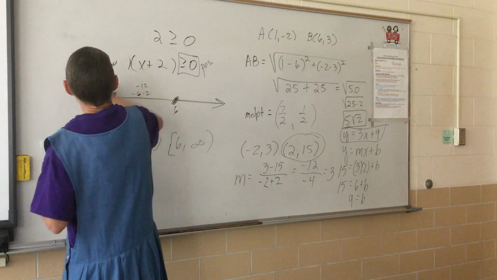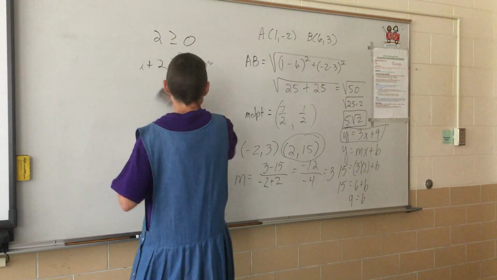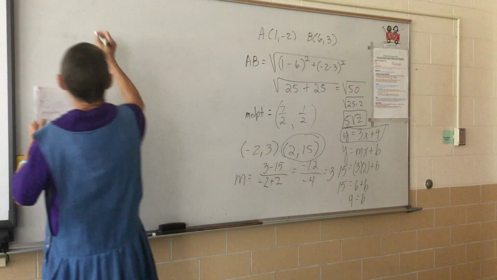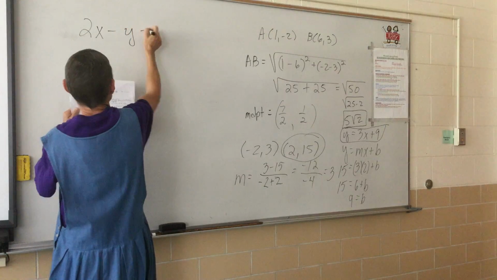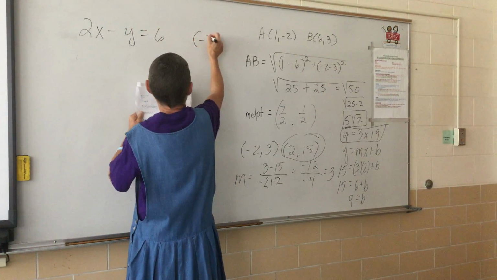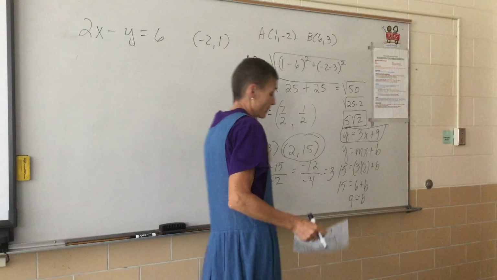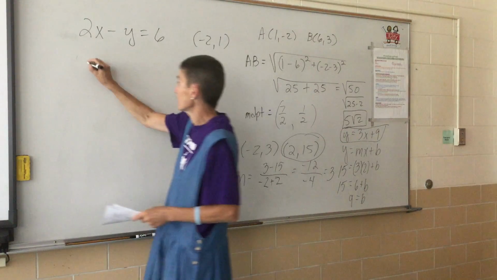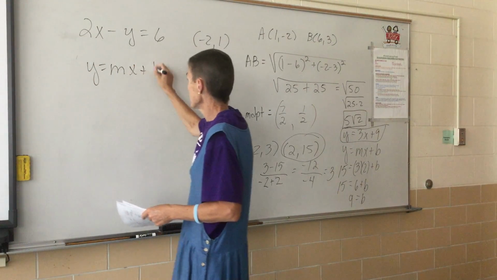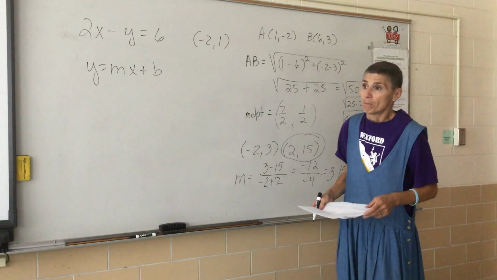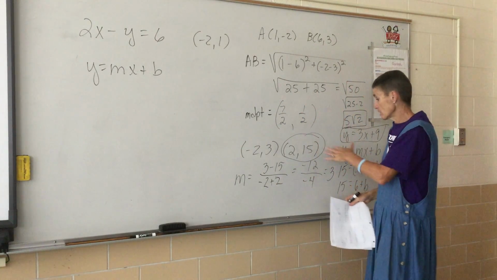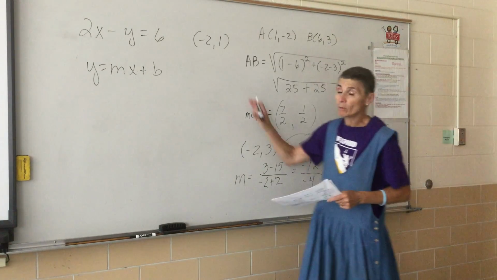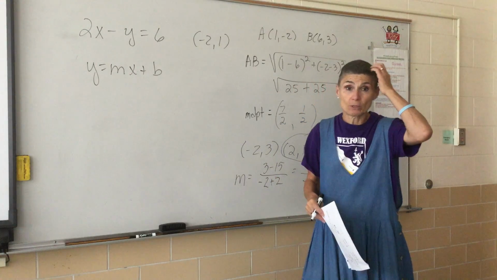B is essentially the same problem, except in B, we are perpendicular to this line, and we contain the point (-2, 1). Now, in order to do this problem, you still need the slope. We're still shooting for the equation of a line, so this is still going to be our answer. But we need the slope, and like over here, we had 2 points, so we just did y minus y, x minus x. Here we don't have 2 points, so we're going to have to find our slope differently.